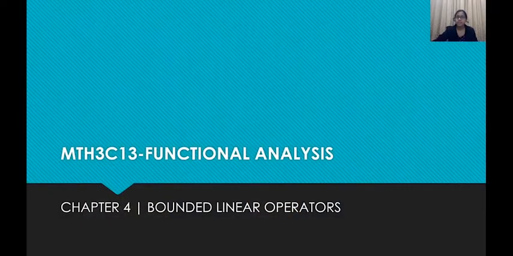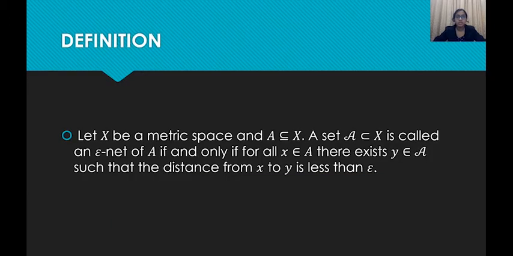Let us continue with our chapter 4, bounded linear operators. In this lecture, we'll be defining a new concept, what is meant by an epsilon net. The definition is as follows. Let X be any metric space and A be a subset of X. A set script A which is contained in X is called an epsilon net of the subset A if and only if for every element x in A there exists an element y in script A such that the distance from x to y is less than epsilon.